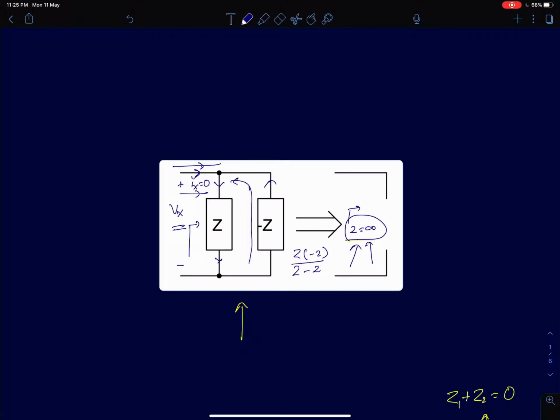And what happens in frequency dependent circuits is that this condition of impedance becoming negatives of each other happens only for one value of S. And that value of S is what we'll be referring to as pole. The value of S for which the transfer function, in this case impedance, blows up to infinity.